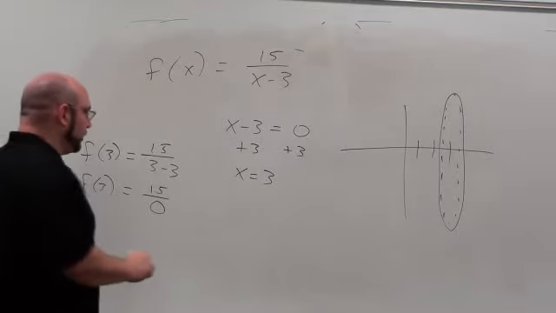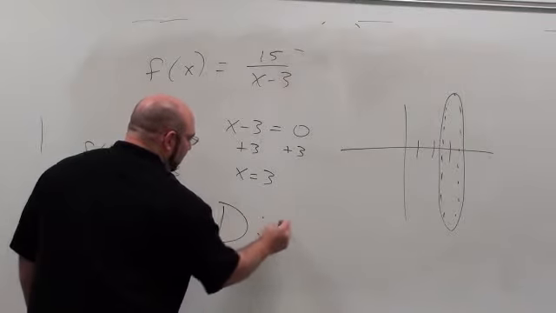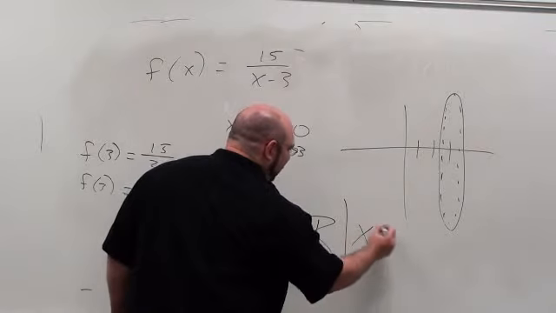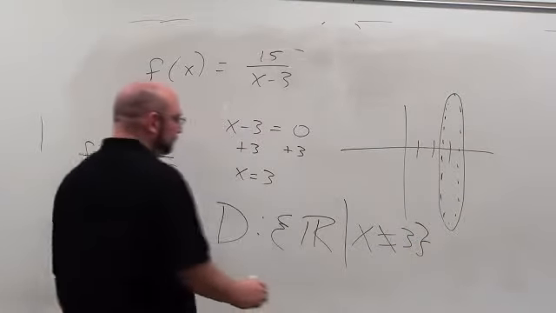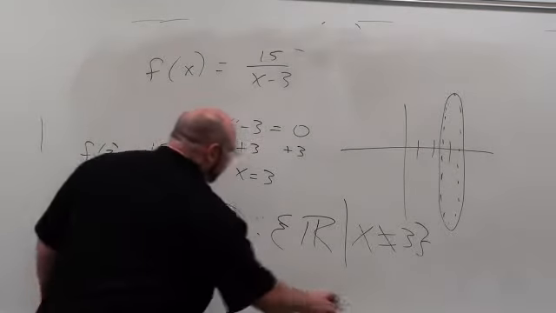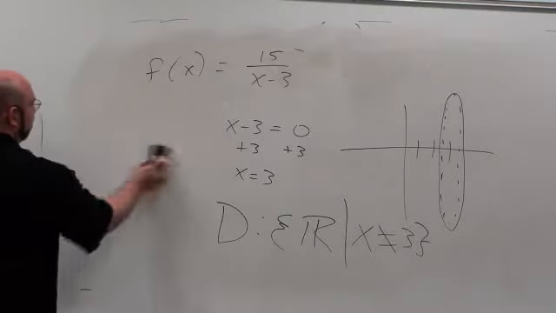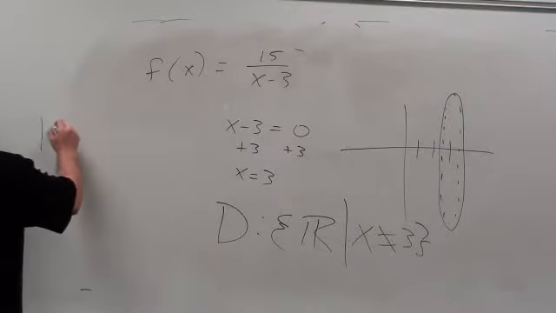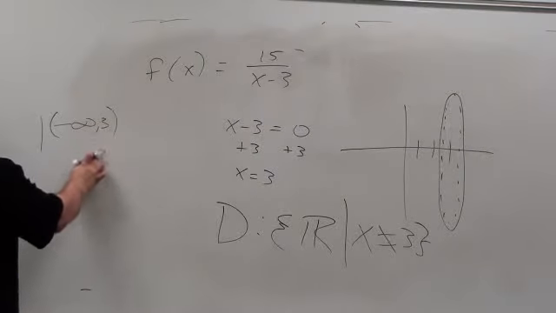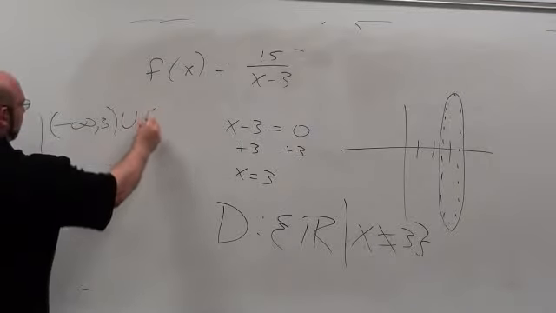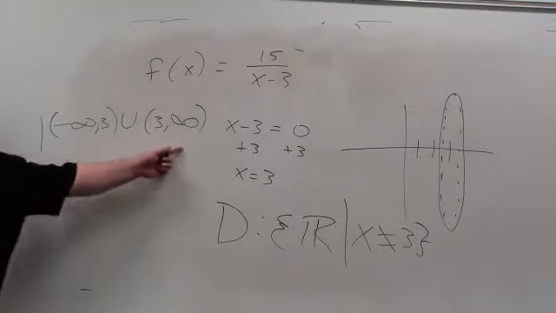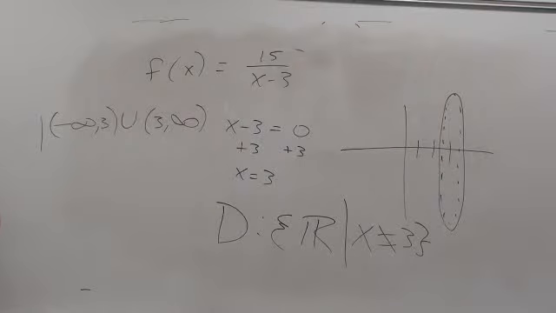That cannot be 3. So essentially my domain is going to be the set of all real numbers such that x does not equal 3. Just like that. Now, if you'd like to put that in interval notation, we would say negative infinity to 3. Notice my parentheses, meaning that 3 is not being included. Union 3 to infinity. That's another way to put it for my domain. All right?